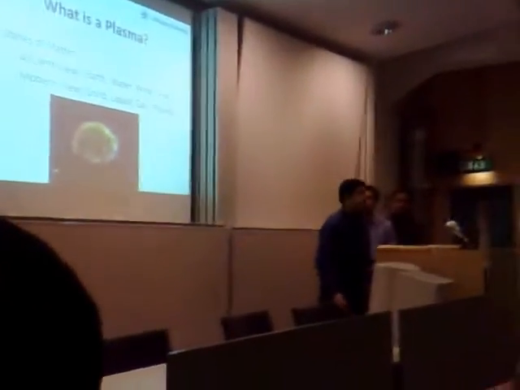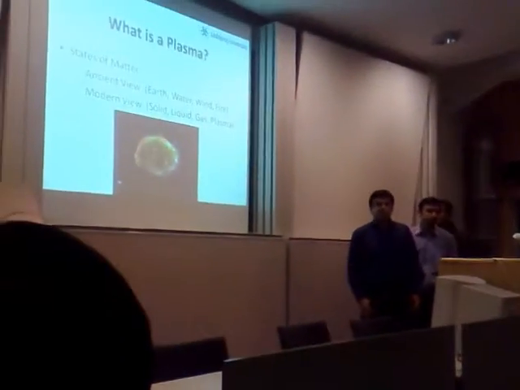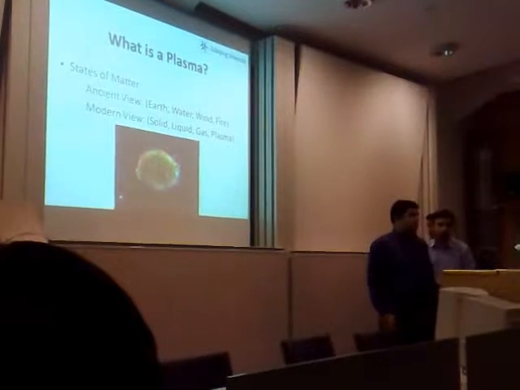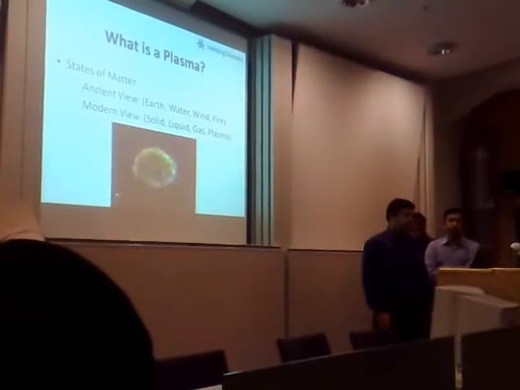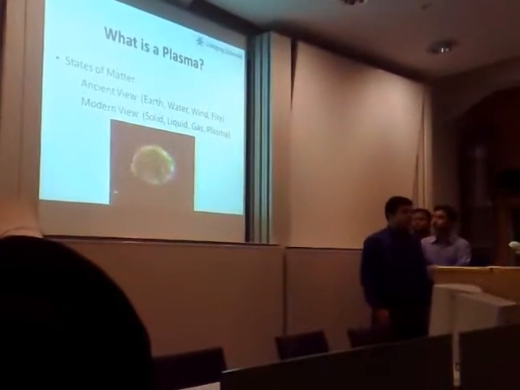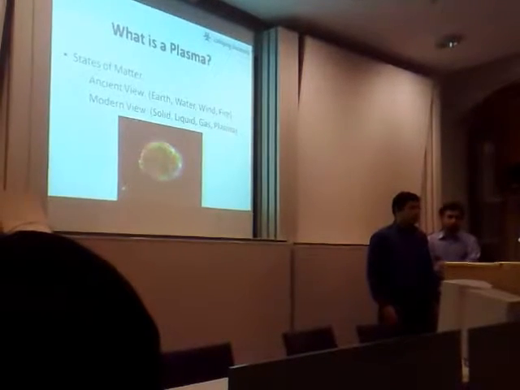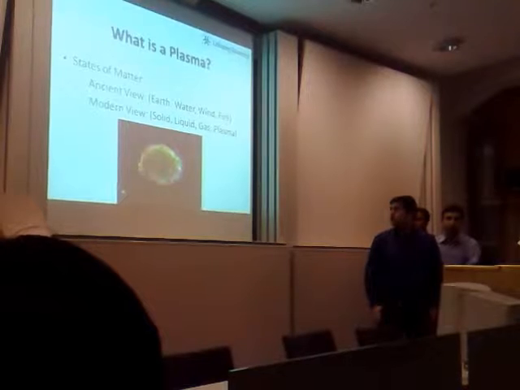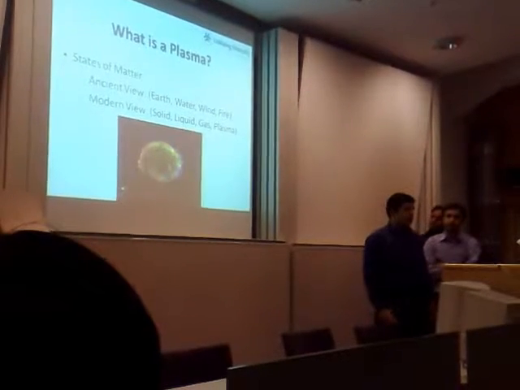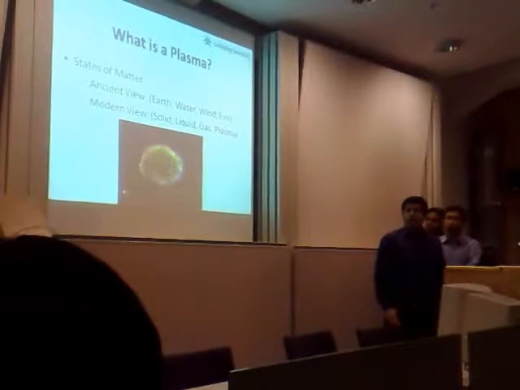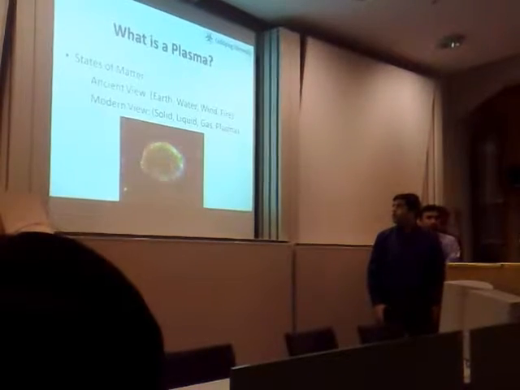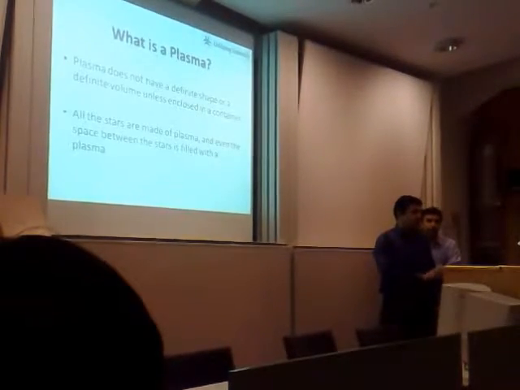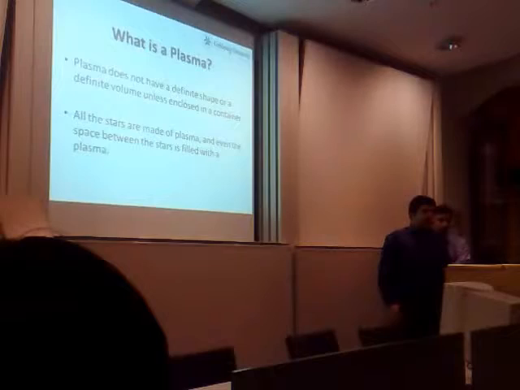What is plasma? Plasma is a state of matter. There are two concepts about the states of matter: one is the ancient view and the other is the modern view. According to the ancient view, there are four states of matter, and according to the modern view, there are also four states of matter. Ancient view: earth, water, wind and fire. According to the modern view, solid, liquid, gas and plasma are the four states of matter.